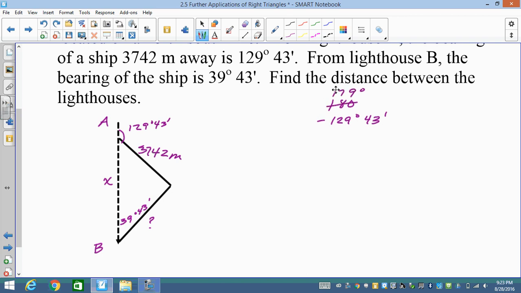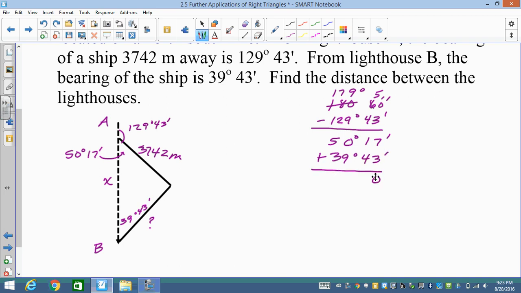This is 179 degrees 60 minutes. So 10 minus 3 is 7, 1, 9 minus 9 is 0, 7 minus 2 is 5. So this is inside here 50 degrees 17 minutes, and we can add these up to see what this angle is. So plus 39 degrees 43 minutes, 10, 4, 5, 6, 98, but this is 1 degree, so we get 90. We've just proven that that is a 90-degree angle.